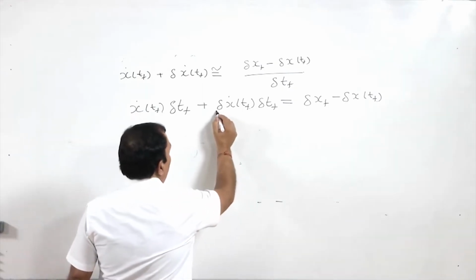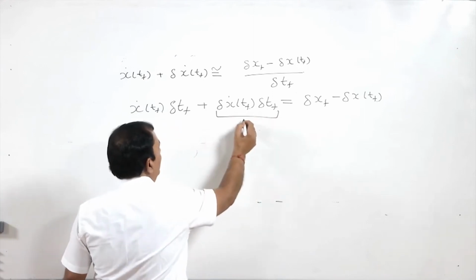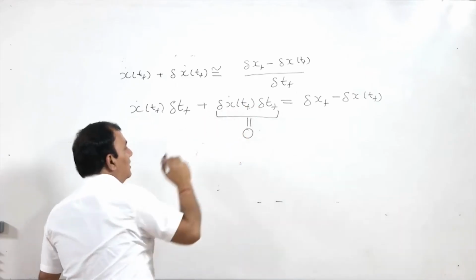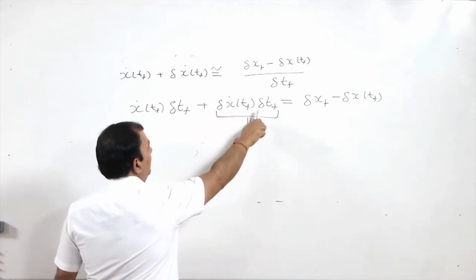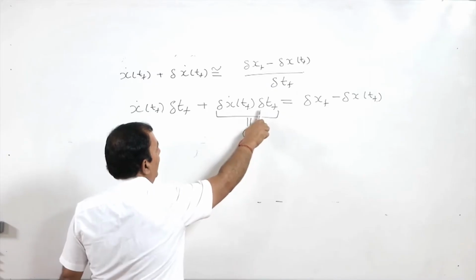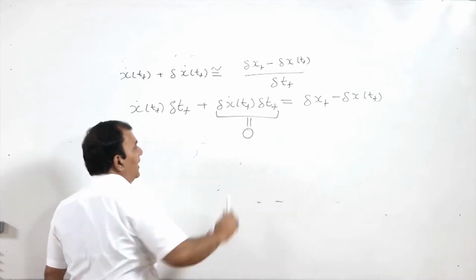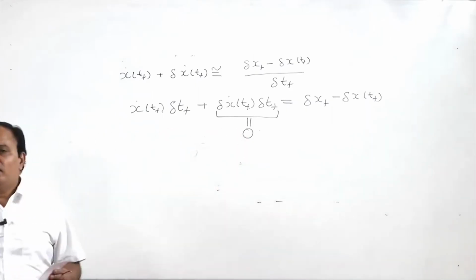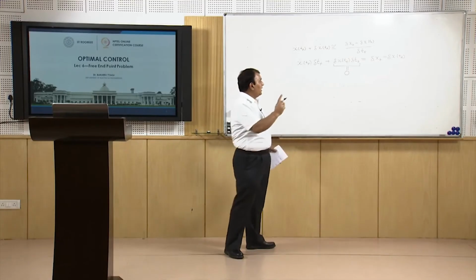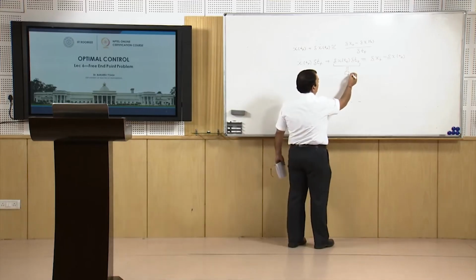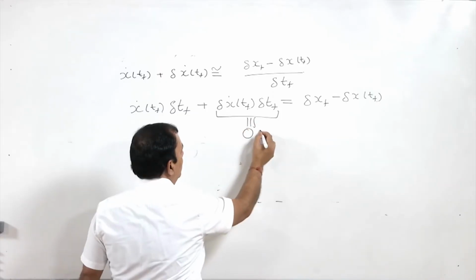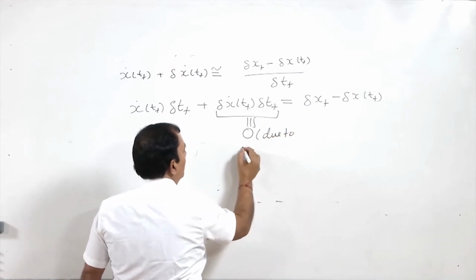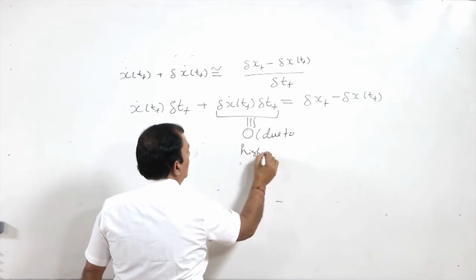Now, if you concentrate on this, this is the double variation we are finding here, delta x dot and delta x Tf. In our consideration, we are considering only the first order terms. So, we can neglect this term or approximate it to 0 value. This is due to higher order.